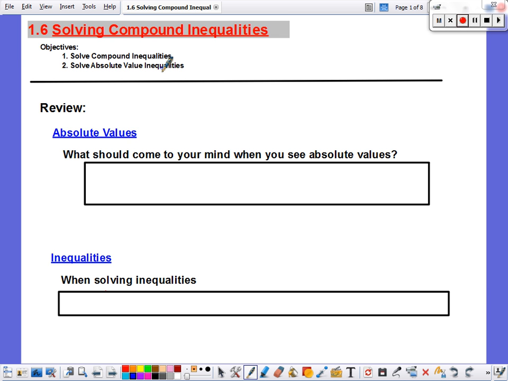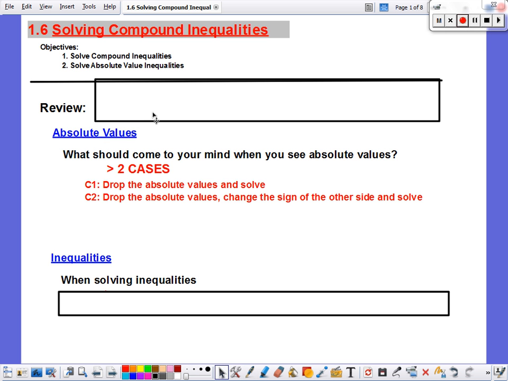Just some review. If we take a look at absolute values, if you remember, what should come to your mind when you see absolute values? That's a key point we have to remember. Hopefully your answer was two cases. Whenever we deal with absolute values, especially equations or inequalities, we want to think two cases, because absolute values deal with distance, and we have distance in two different directions. Case one, if you remember back when we did absolute value equations, we dropped the absolute values and solved. Case number two, we dropped the absolute values, changed the sign of the other side, and solved. That's the opposite case. So we have two cases that we have to take care of.